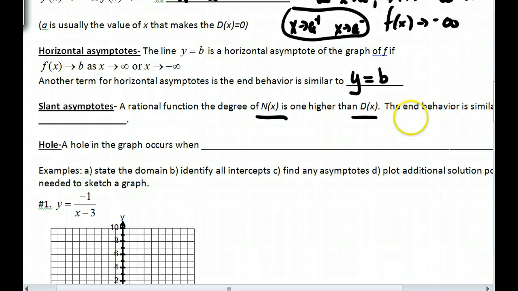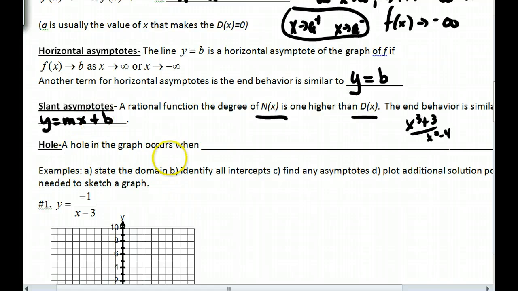If I take a cubic, x cubed plus 3, divided by a quadratic, x squared minus 4, a cubic divided by a quadratic is going to give you a linear. And that's what's happening: my end behavior is going to look like a line. So that might be like y equals mx plus b. Most of ours will just be y equals mx, but you might have one that looks like y equals mx plus b. All right, so that's a slant asymptote.